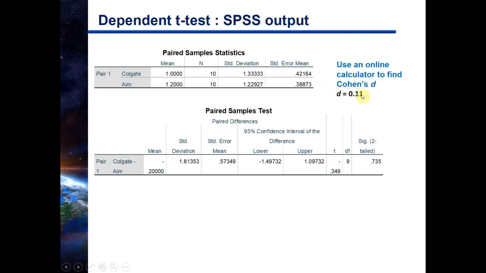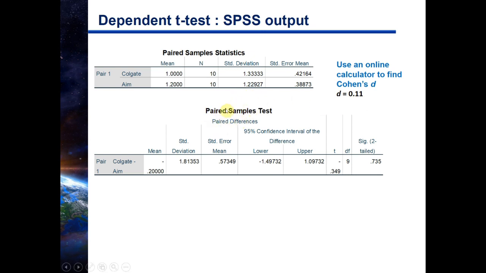Okay, if we were to calculate the effect size for this particular study, remember that we would have to Google an online app or something to calculate Cohen's d. Make sure that when you are Googling the app, you put into the Google search that you're looking for a Cohen's d for a dependent t-test. If that doesn't pop up, then try paired samples. In this particular case, our Cohen's d value is 0.11, and by going by the very loose guideline that I gave you earlier, this would be considered a very small effect size.